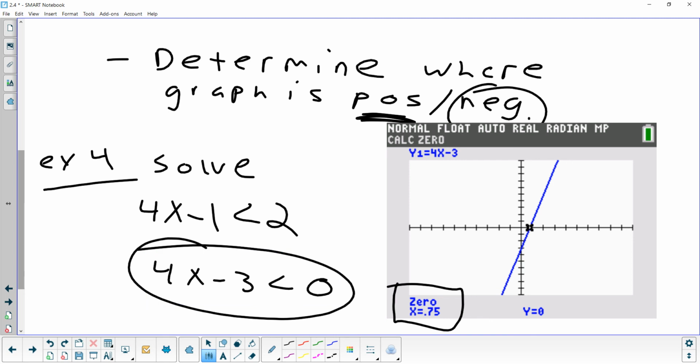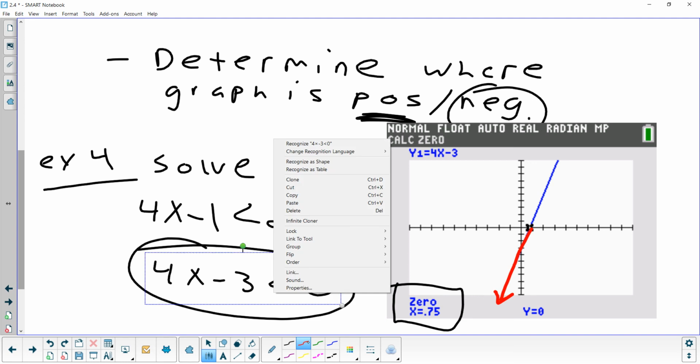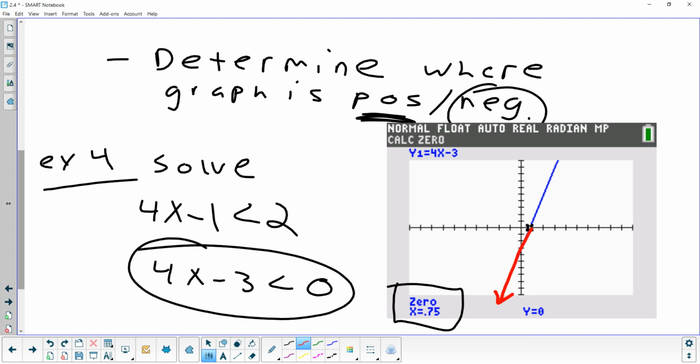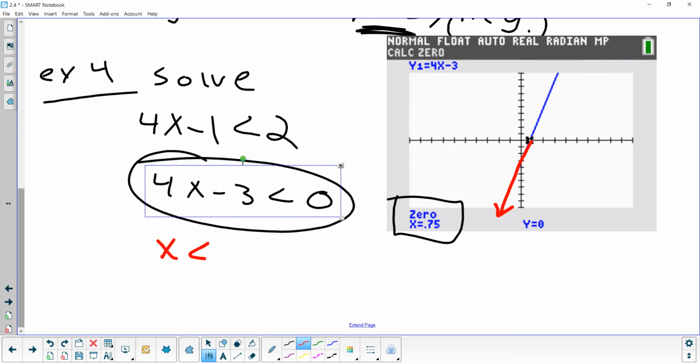All right. So we want to plug in numbers that are less than 0.75, which will result in an answer on that part of the graph, on the red part. If you pick a number greater than 0.75, you're going to be on the blue part. The blue part is above 0. They don't want above 0. They want below 0. So it's the red part. So x is less than 0.75. And that's method 1.